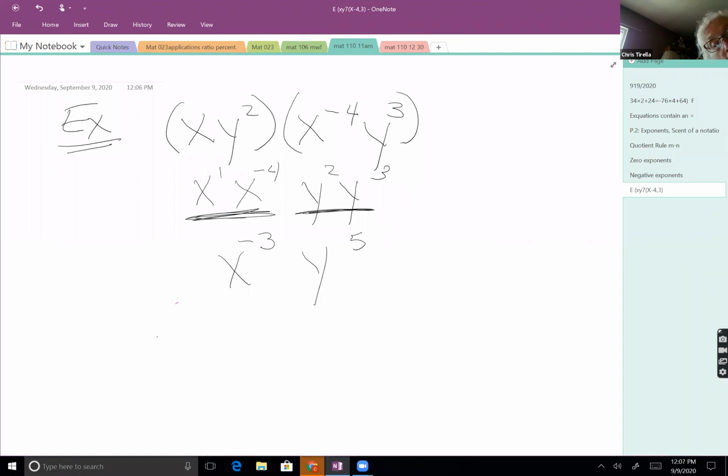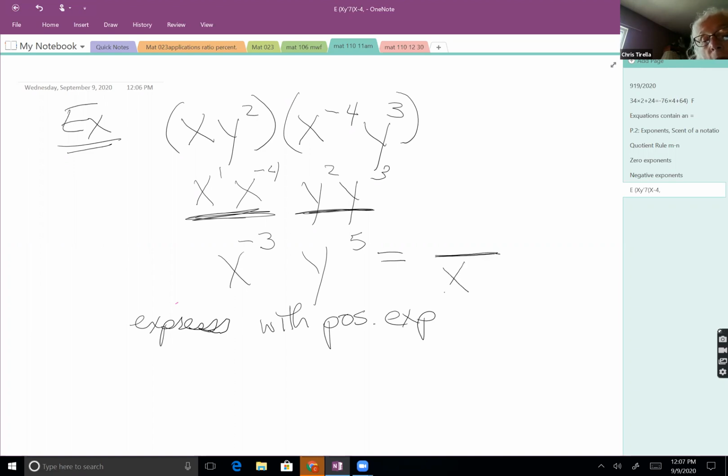Now, usually they ask you to just express it with positive exponents. And so because that x has a negative exponent, it means I need to make a fraction. The factor with a negative exponent, the exponent will become positive when I move it to the denominator. And the y has a positive exponent, so that's going to go in the numerator.